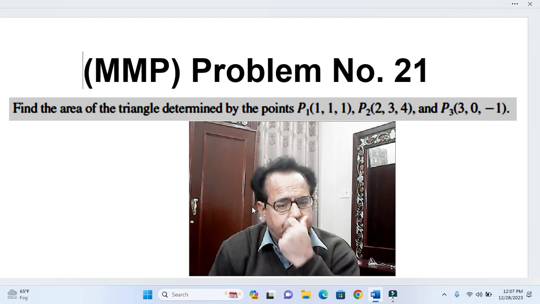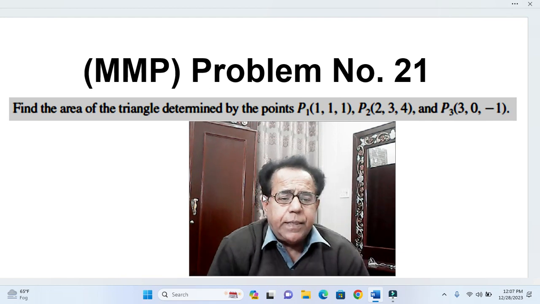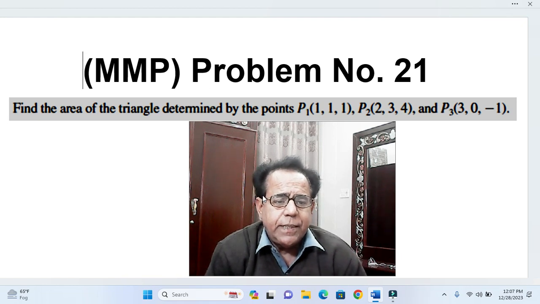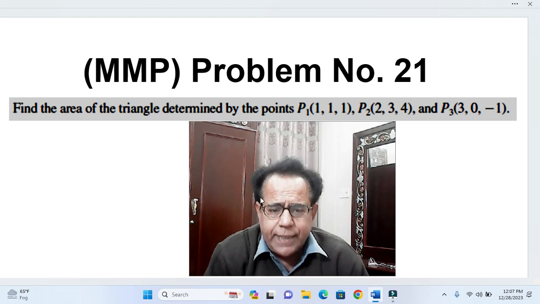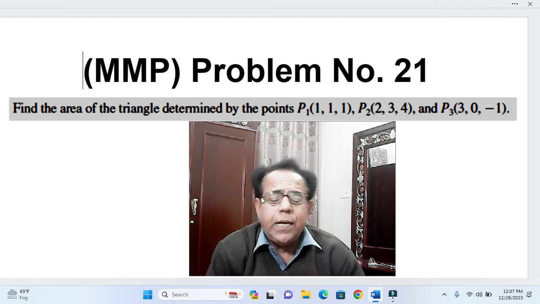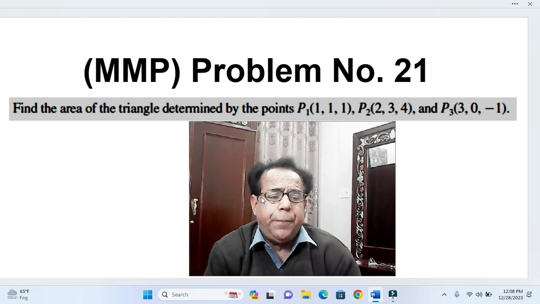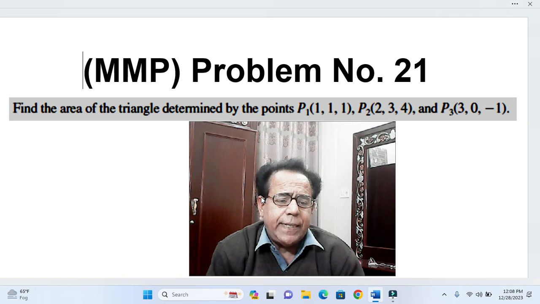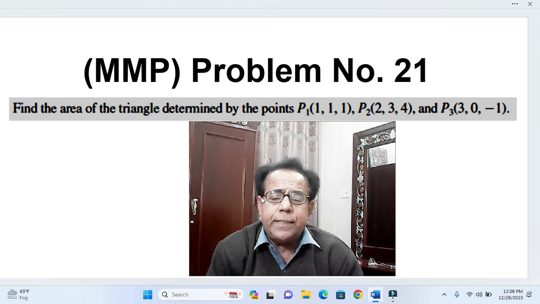This is our next problem. Problem number 21, Mathematical Methods in Physics. The problem has been taken from the book Advanced Engineering Mathematics by Dennis G. Zill. As usual, we first come to its statement. Find the area of the triangle determined by the points P1 (1, 1, 1), P2 (2, 3, 4), and P3 (3, 0, -1).